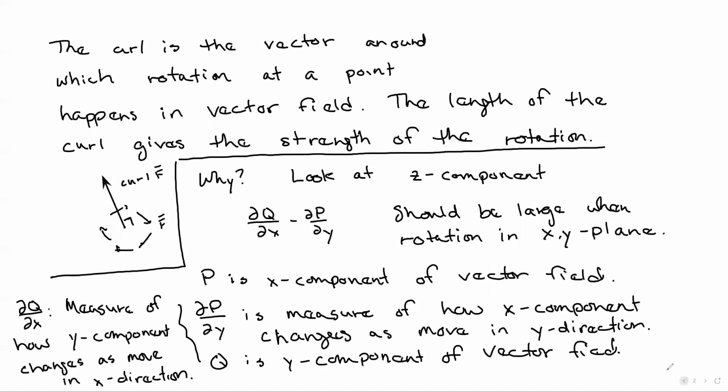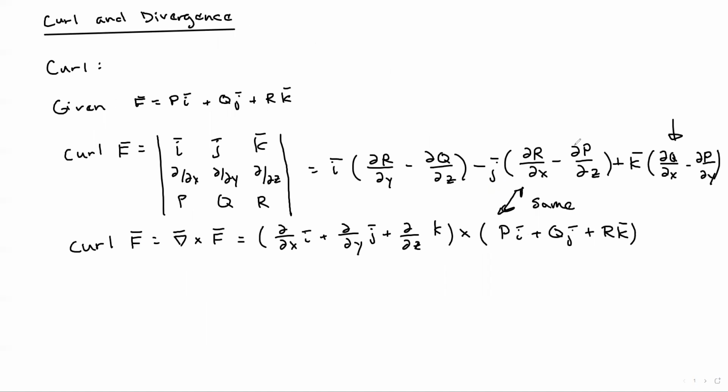All right, so if we take a look at it, this quantity here is going to represent rotation in the xz plane, and then this quantity will represent rotation in the yz plane. And so when we have strong rotation in the yz plane, the I component of the curl vector is going to be quite strong. And so you're going to have a curl vector that's going to point in the x direction when you have rotation in the yz plane.